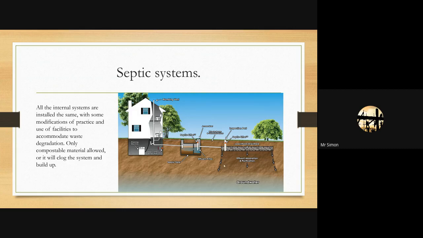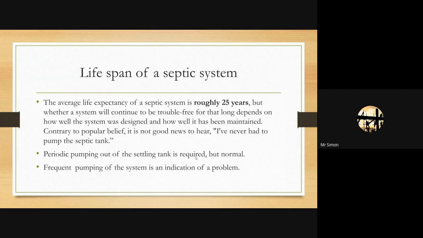Add a well water system to this, and you're completely off the grid water-wise. Lifespan of a septic system, and the average life expectancy is about 25 years if you treat it well. It'll be trouble-free as long as you take good care of it.